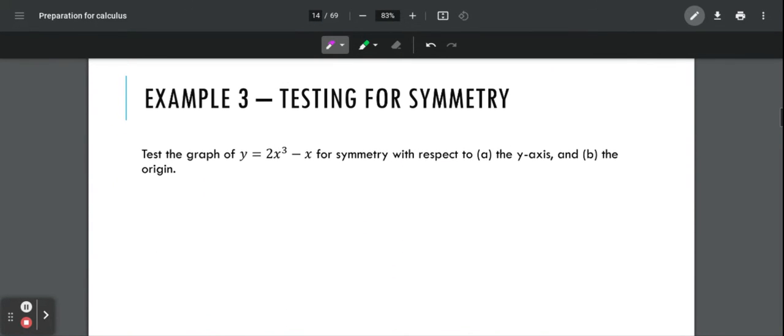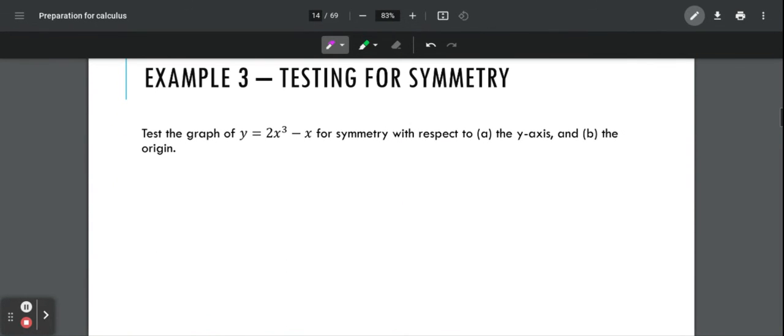So here it says, test the graph for symmetry with respect to the y-axis and the origin. Looking at this equation, because every term has an odd exponent, we know that it's going to have symmetry about the origin. But if they tell us that we're going to do the test, we're going to go through these tests just as a practice.